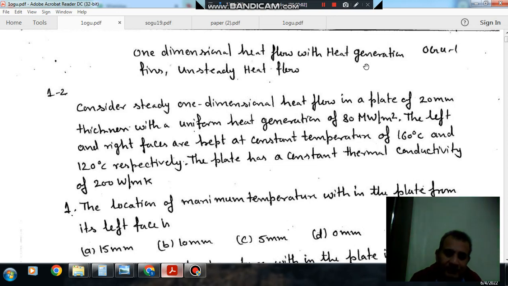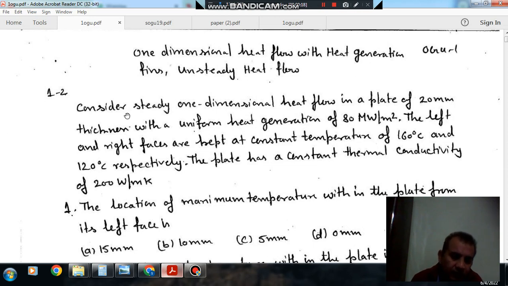Hello, welcome to the next session. In this session, we will solve some questions of heat transfer. The topic is one-dimensional heat flow with heat generation, pins and unsteady heat flow.